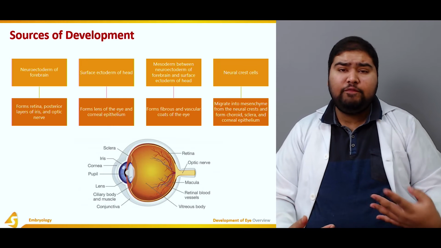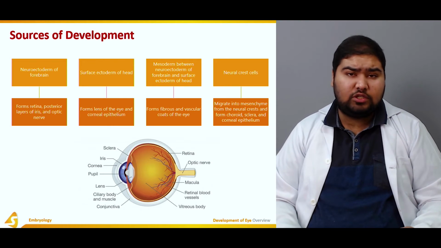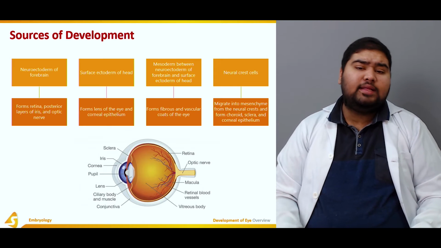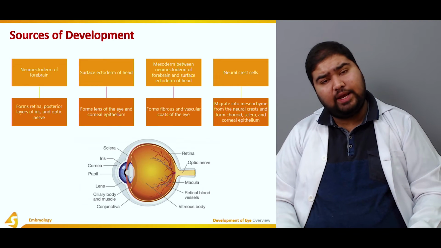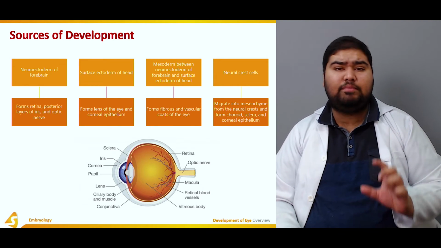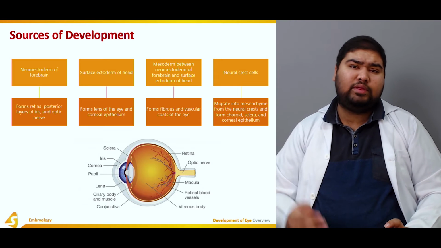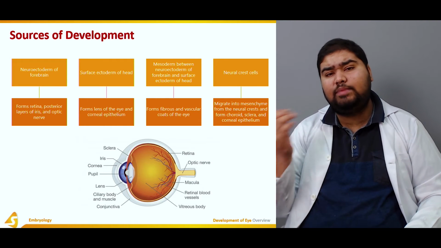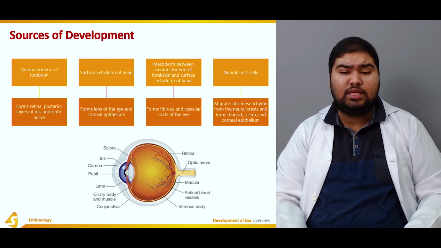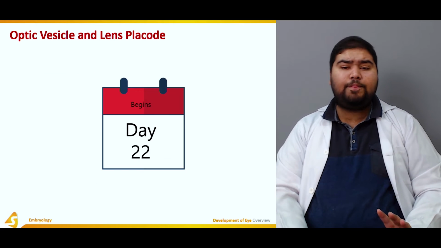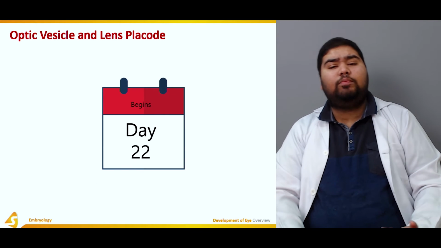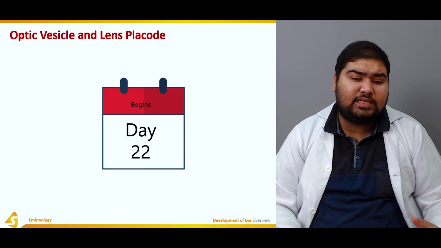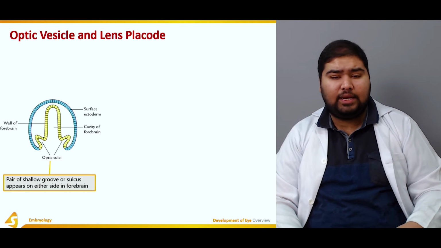So we have four different developmental sources. The first being the neuroectoderm of the forebrain, the second being the surface ectoderm of the head. Now, in between these lies the mesoderm, which is the third source, and the fourth source are the neural crest cells, which migrate into this mesoderm. So, the development of the optic vesicle and the lens placode begins at the 22nd day of intrauterine life.